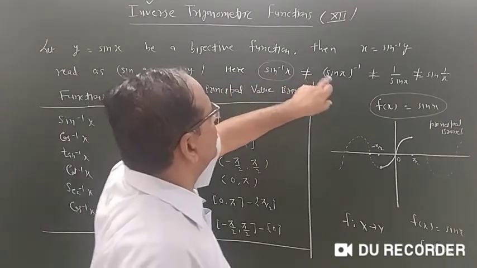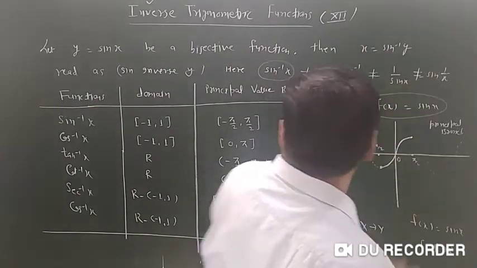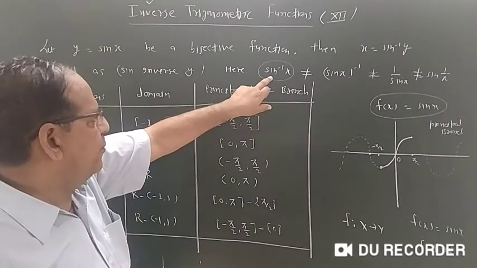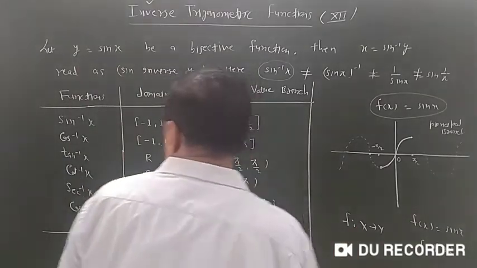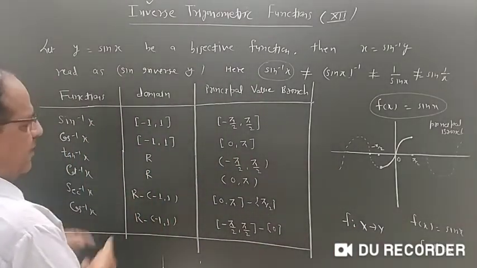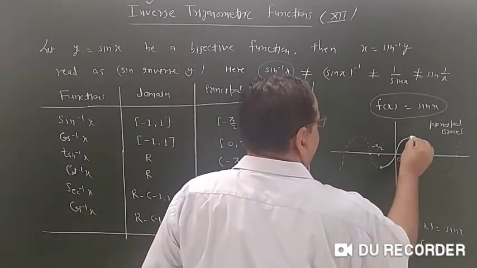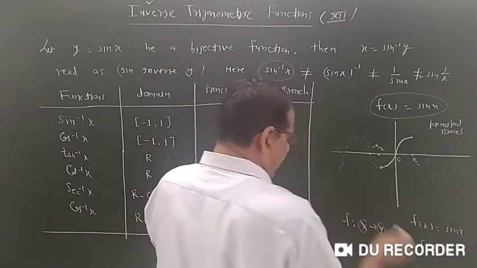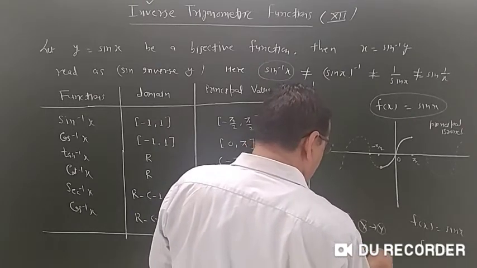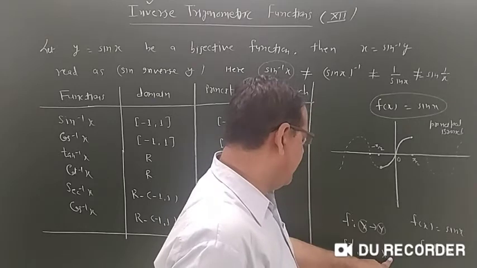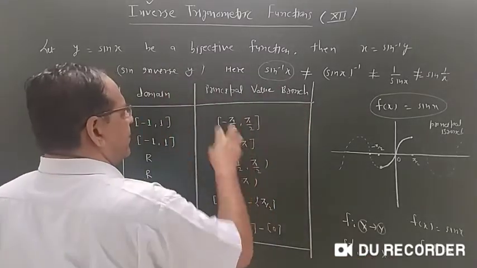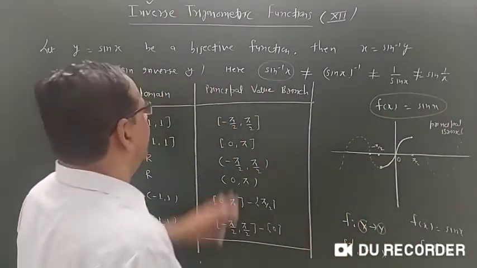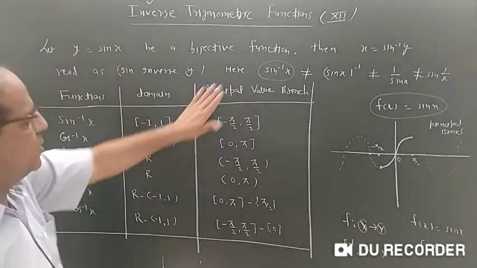Here sin inverse x is not equal to (sin x) whole inverse, not equal to 1 upon sin x, not equal to sin of 1 upon x. That means sin inverse x is the particular inverse of the function sin x. A similar condition applies for cos x, tan x, cot x, sec x and cosec x. For this restricted domain, when we go from f: x to y, this is the domain, this is the codomain. In the reverse order for f inverse, y to x, this becomes the domain and this becomes the codomain. So the restricted domain for sin x becomes the principal value branch in sin inverse.